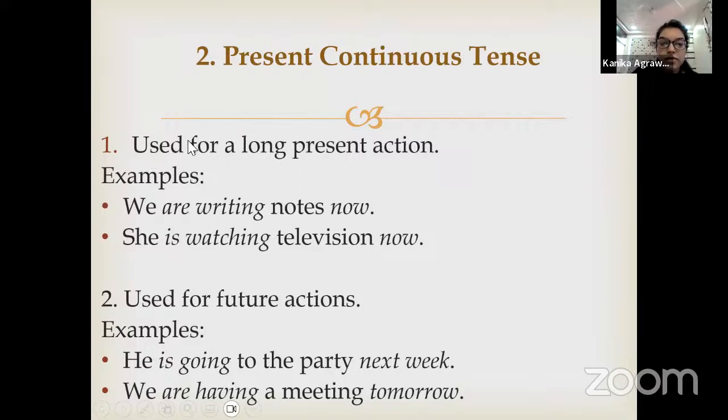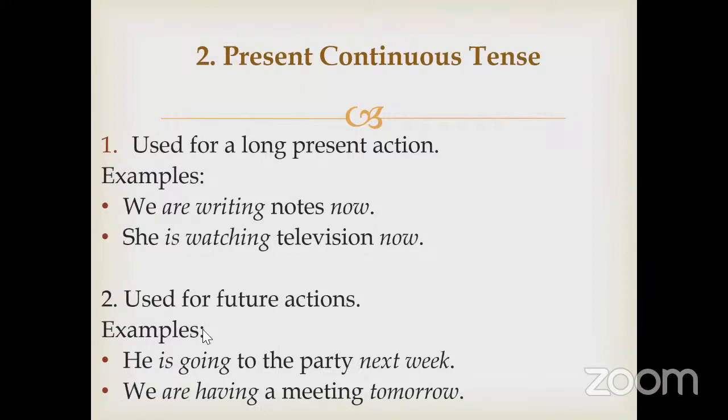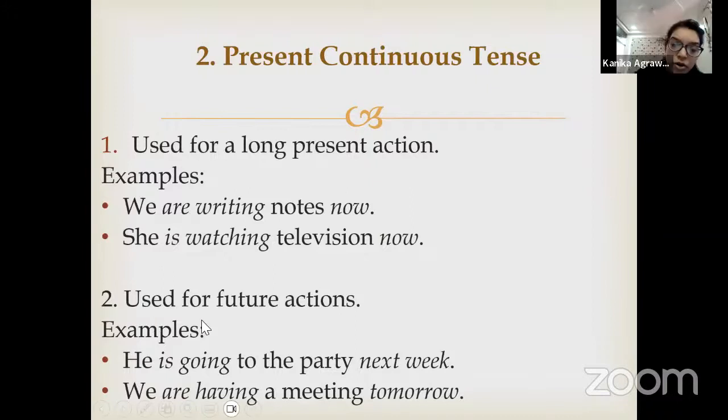First rule is that it is used for a long present action. For example, we are writing notes now. She is watching television now. Is is right, is an ing form. Are ing form. Am ing form. Next, it is also used for future actions, but then again, is, am, are, and ing form is used. That's why it is different from simple present tense.